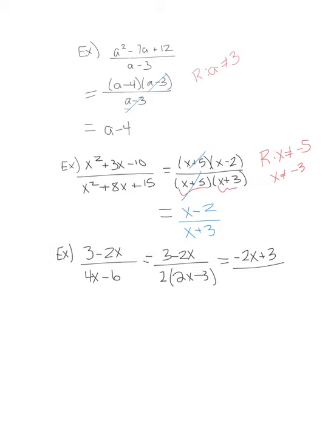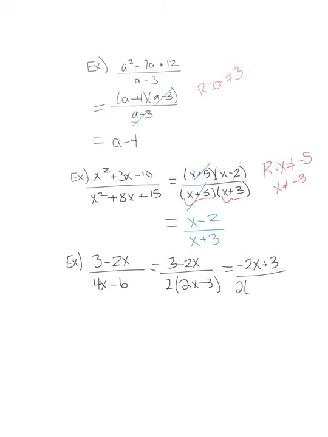I haven't done anything at this point. I've just switched the order, but I kept the sign the same. So I kept the negative in front of the 2x and I kept the positive in front of the 3. So I haven't done anything. But now what I'm going to do is from the numerator, I'm going to factor out a negative 1. And if I do that, then this negative 2x changes to a positive 2x, and this positive 3 changes to a negative 3.